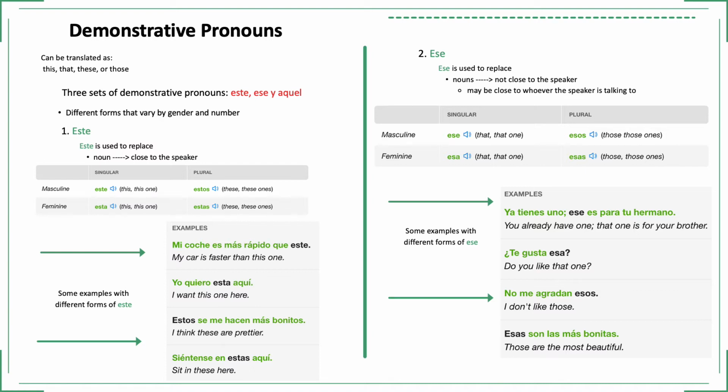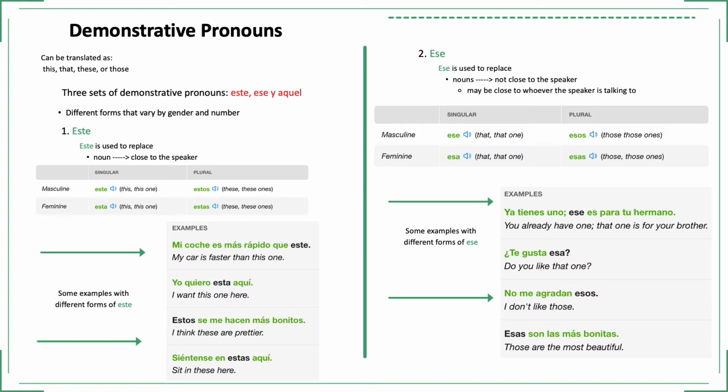Now, in the past, demonstrative pronouns were always written with a tilde, a written accent, to differentiate them from the demonstrative adjectives. However, la Real Academia Española, the institution responsible for regulating the Spanish language, has ruled that the tildes are no longer necessary. Well, thanks for making life easier, Real Academia Española.